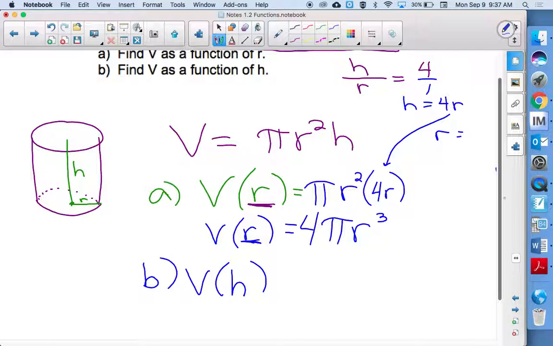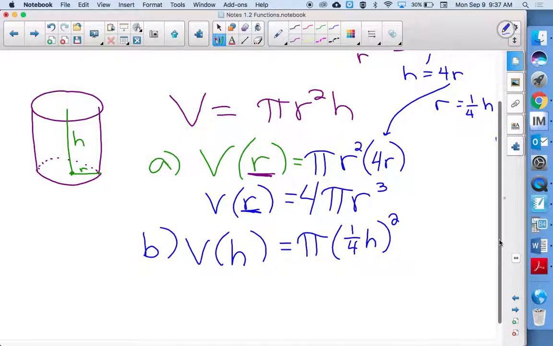So the first time we had H equals 4R because we wanted to take out H. So Colin, this time the R would be equal to 1/4 H. Or you could say just H divided by 4. So the height divided by 4 is equal to the radius. So plugging that in, we have pi. The R is 1/4 H. That's squared because it was R squared. And then now we have the H. So this is like substitution. You're taking out the variable you don't want. You're replacing it with a way to represent that variable.